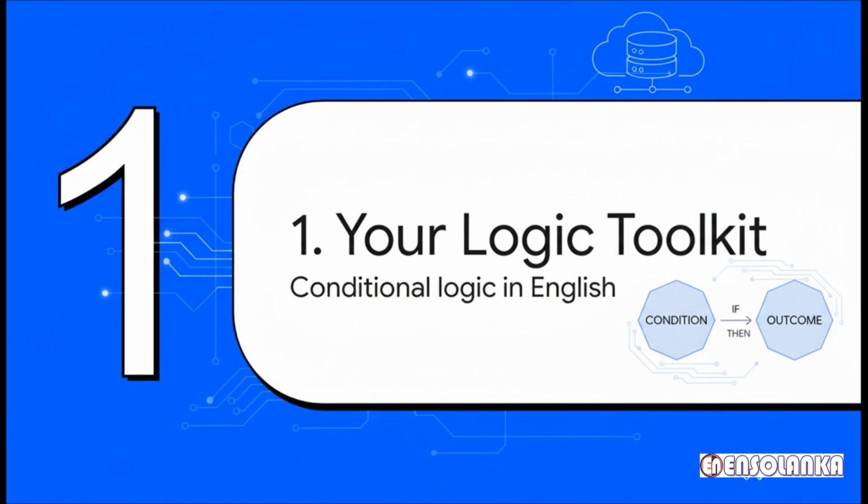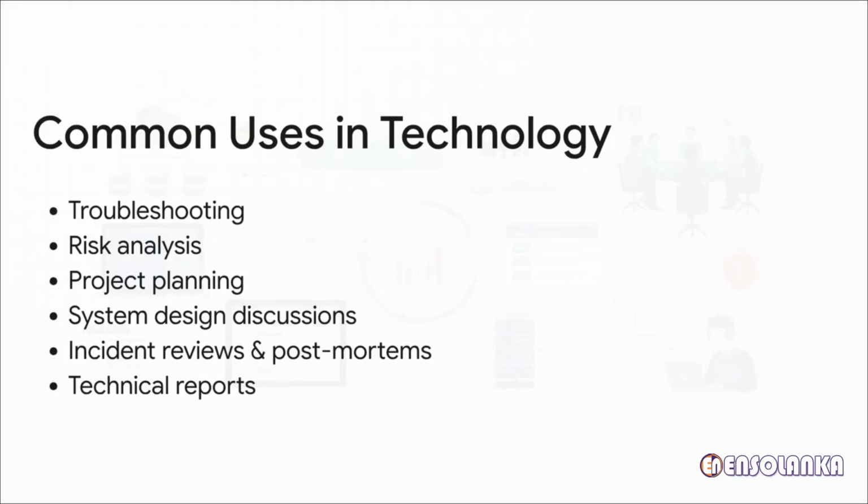Okay, first up, your professional logic toolkit. At its heart, a conditional sentence is actually pretty simple. It's got two parts: an if clause, that's the condition, and a result clause, which is just the outcome. If this happens, then that happens. That's really it. And here's the cool part. You're already doing this constantly. Think about it. Troubleshooting, risk analysis, project planning, those deep system design talks, and for sure, in every incident review. This is all just about helping you say what you mean with way more precision.